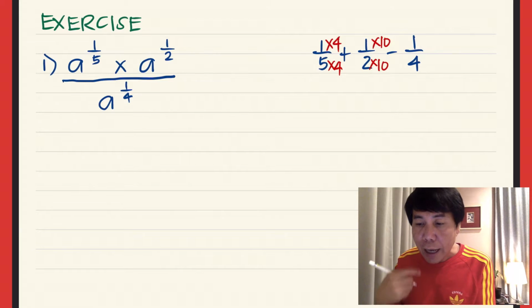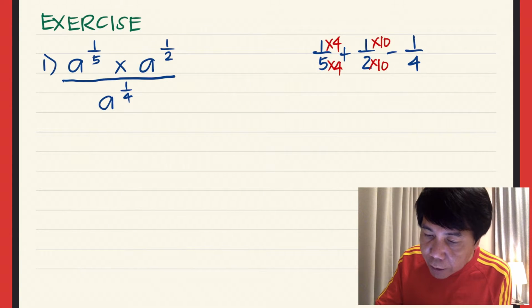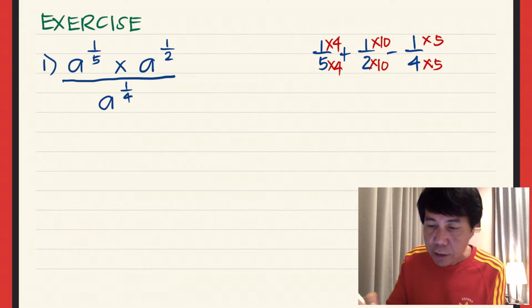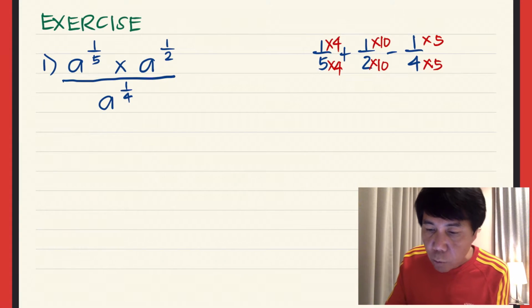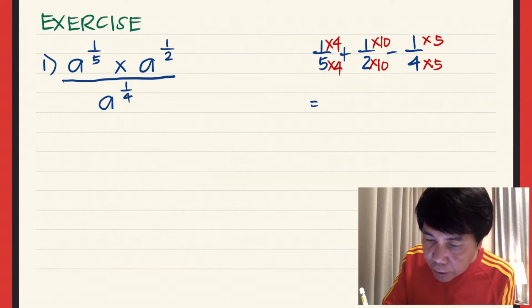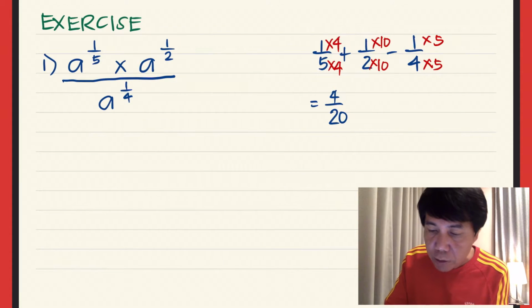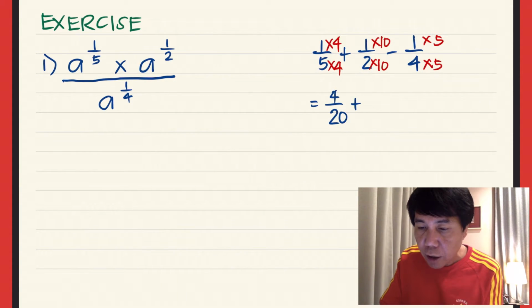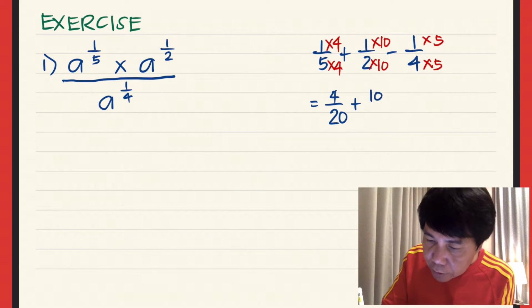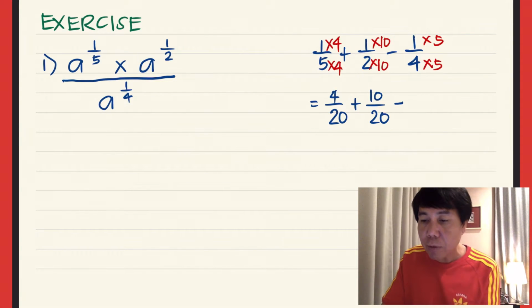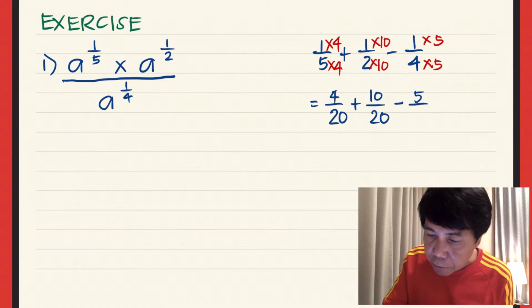For 4, I need to make it into 20. The number that I could multiply to 4 to make it 20 is 5, so multiply the numerator with 5 also. Now, let us see the equivalent fractions of the given fractions. For 1/5, the equivalent fraction is 4 over 20, because 1 times 4 is 4 and 5 times 4 is 20. Plus, the equivalent fraction of 1/2 is 10 over 20, minus the equivalent fraction of 1/4, which is 5 over 20.